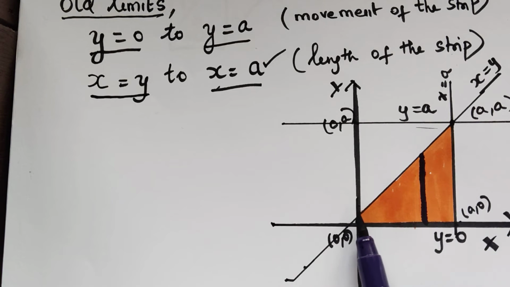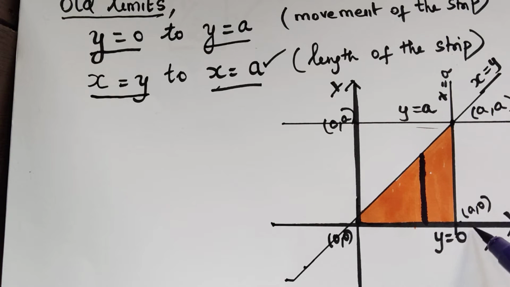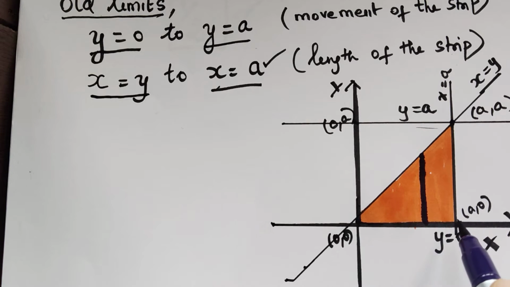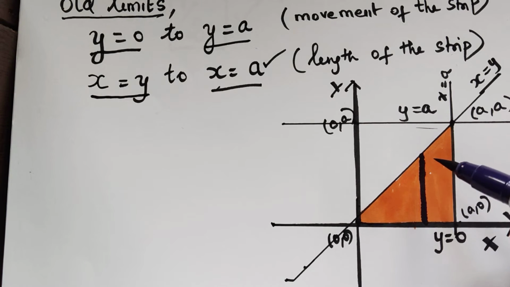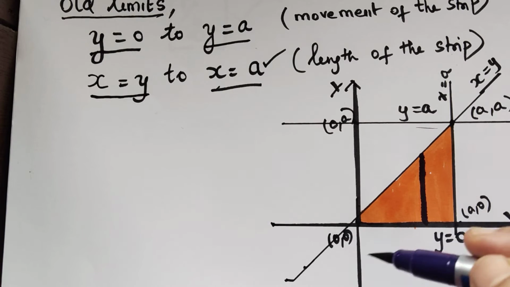So the movement of the strip gives us the limit for x, because it starts from this point and it moves until here. So it keeps on moving until here. So the limits of x are taken from the movement of the strip, and the limit for y will be taken from the length of the strip, since the strip is parallel to y-axis. So remember very carefully this concept.